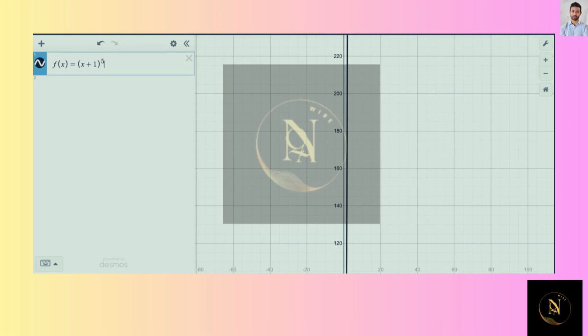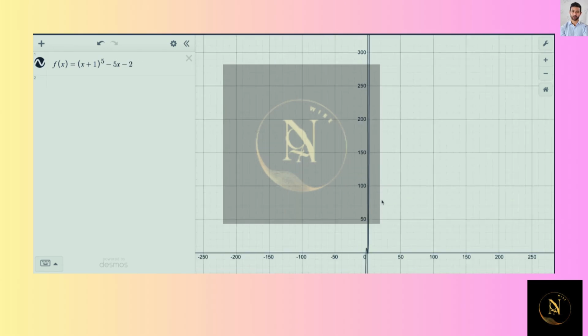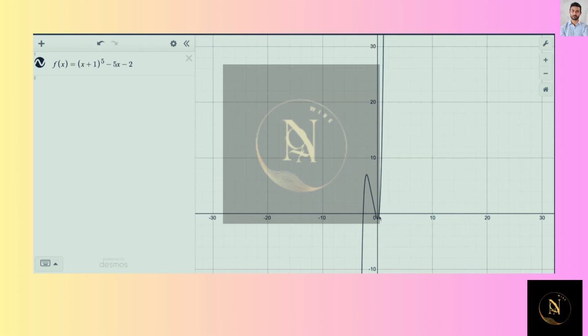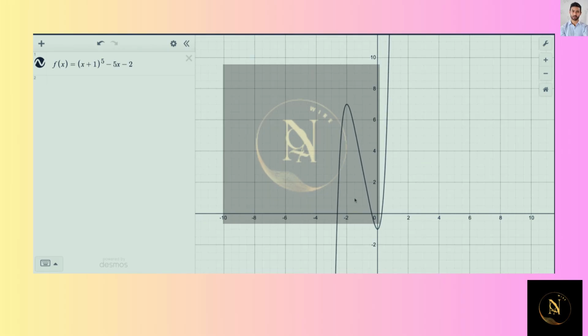and that'll be plus or minus 5x minus 2. So this is the graph that we are dealing with. It is the more interesting part of the graph. Then we want to determine the intervals of increase and decrease.